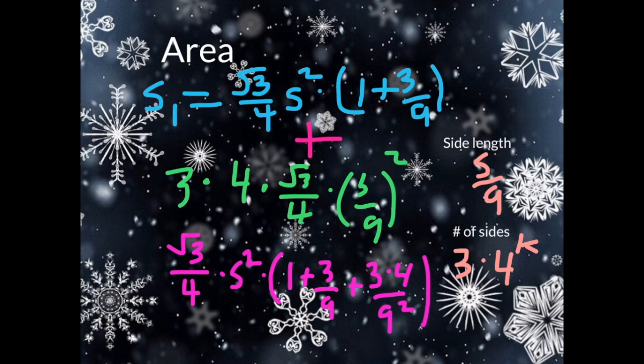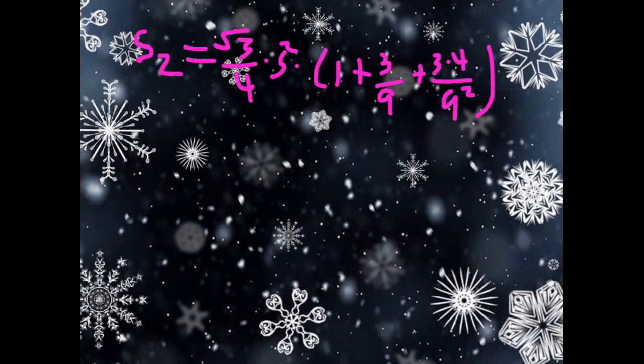Furthermore, each time the number 4 appears, it is 1 less than the iteration number. For example, the second iteration only has 1 4 being multiplied to it, which is added to the previous iterations. This means that at any iteration, we add 3 times 4 to the k minus 1 triangles to the snowflake. Another pattern is that the number of times 9 is in the denominator is the same as the iteration number. So the second iteration has 9 squared being added to the previous iterations.